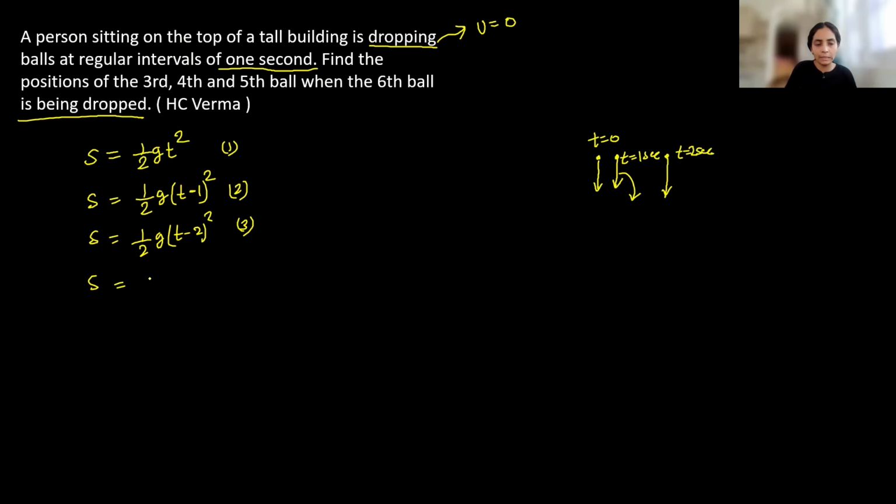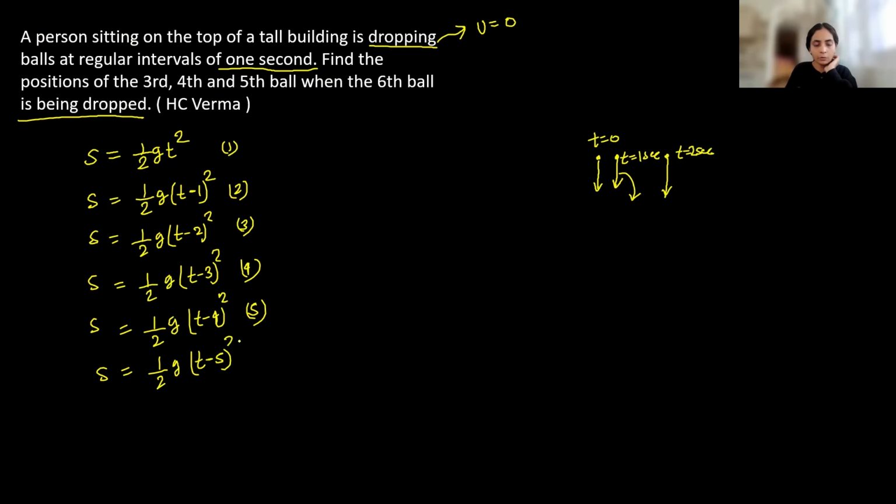Similarly आप fourth ball के लिए लिख लो half g t minus 3 का square. This is fourth ball. And then what will be fifth thing? Half g t minus 4 का square, fifth ball. And sixth ball will get thrown at time t equal to 5 seconds. So half g t minus 5 का square. This is the status of sixth ball in t second.